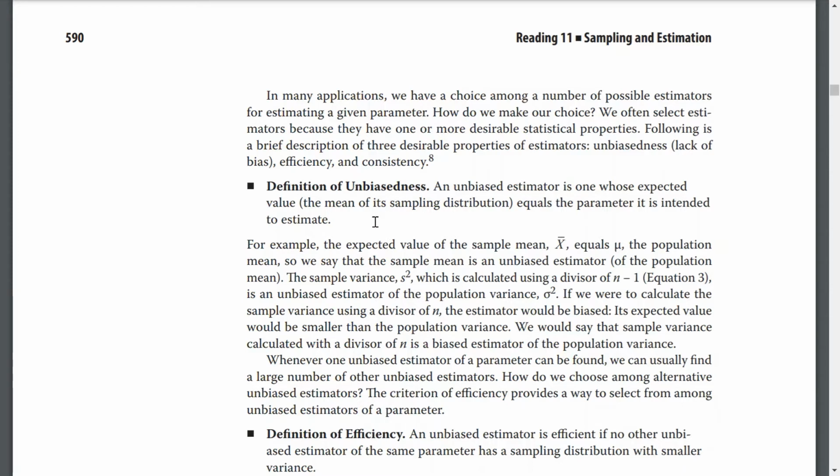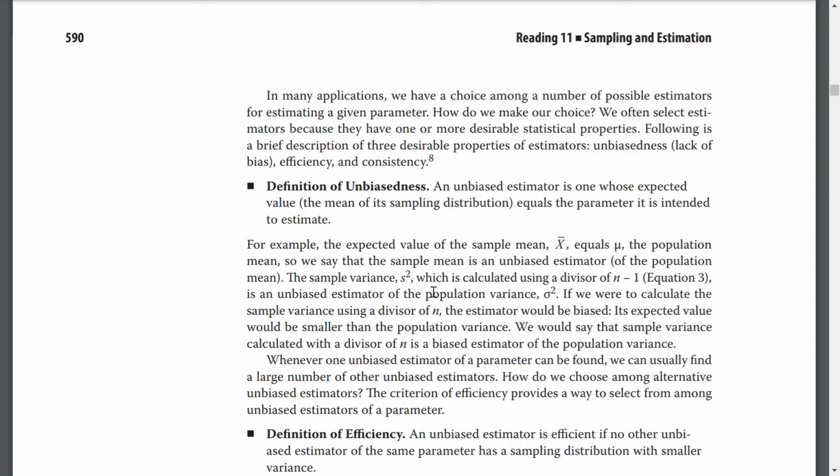Definition of unbiasedness: An unbiased estimator is one whose expected value, or the mean of its sampling distribution, equals the parameter it is intended to estimate. For example, the expected value of the sample mean x bar equals mu, the population mean. So we say that the sample mean is an unbiased estimator of the population mean.